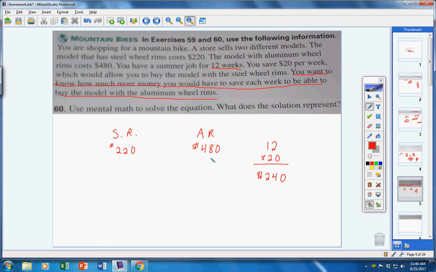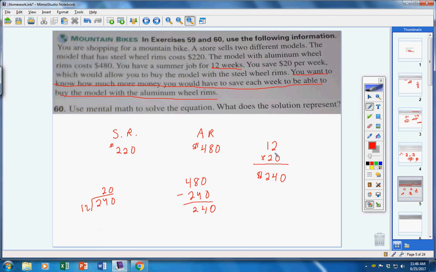Okay, so think about it. If you save 20 bucks a week, students, how much money will you have saved? That much. How much do you want to have saved? That much. So let's subtract and see how much you're short. 480 minus 240 is $240. So you're $240 short. Now that's how many weeks? 12 weeks, correct? So if I take 240 and divide that by 12 weeks, I'm going to get 20 more.